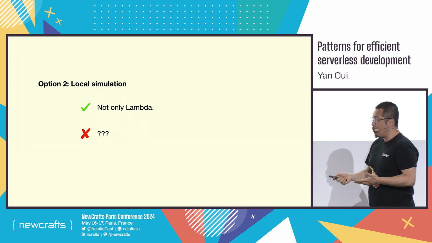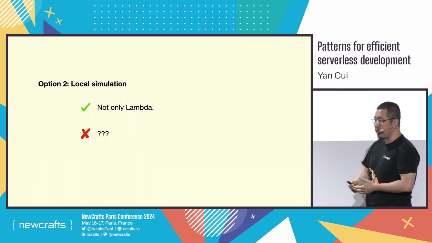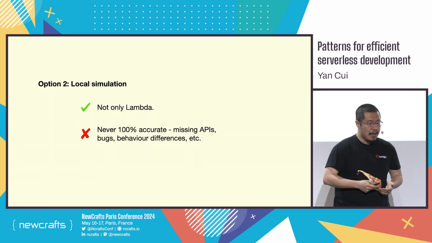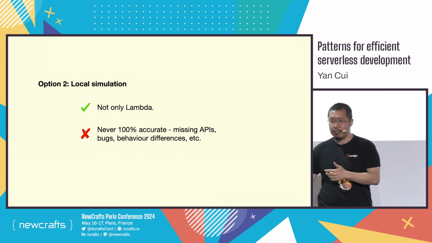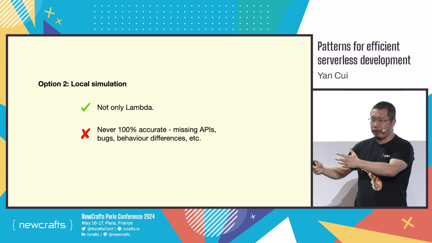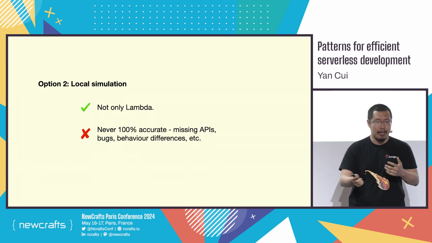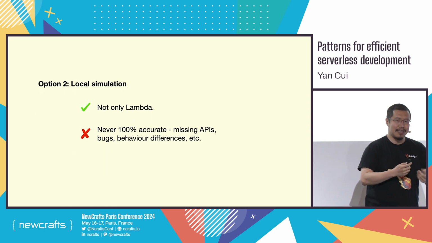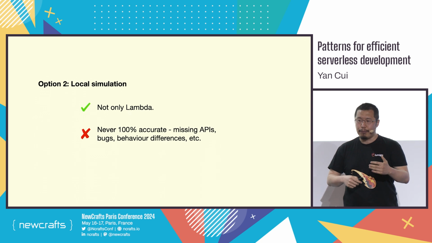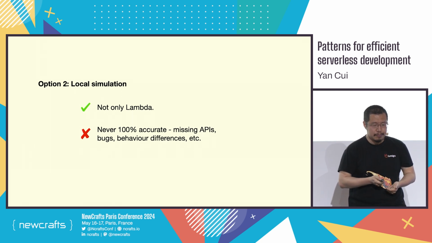So the great thing about local simulation is that it's much broader in terms of what you can do with it and what you can test. It's not just about your function anymore, but it's about your actual whole serverless architecture. The downside is that it's still just a simulation. It's never going to be 100% accurate in terms of matching the real environment. Chances are you're going to see some APIs that you use may not be supported, or maybe it behaves slightly different to the real thing. So it's always possible for you to run into problems because of the nature of it being a local simulation.